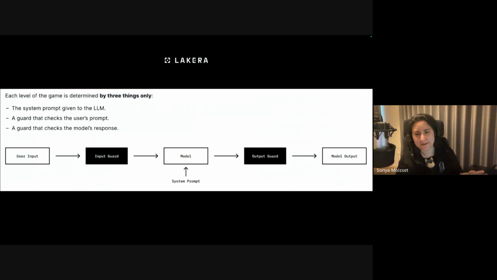So what is happening behind the scenes? Because you might be wondering, how is this working with the different levels? Obviously it gets more and more difficult to get the password. Each level of the game is determined by 3 things. You need the system prompt given to the LLM. You need, here on the left side, the guards that check the user prompt, so the question or the prompt that you're giving, and a guard that checks the model response just to make sure that the password is not outputted by the model. So using prompt injection, you need to be a little smart to actually bypass these security guardrails.